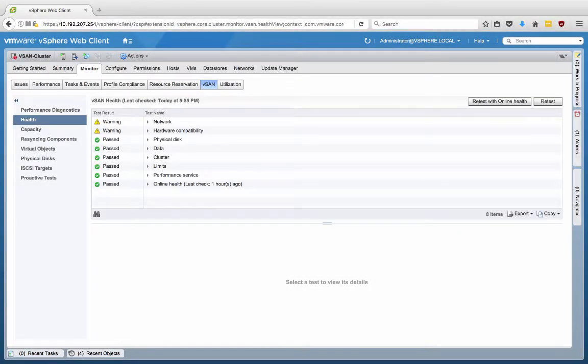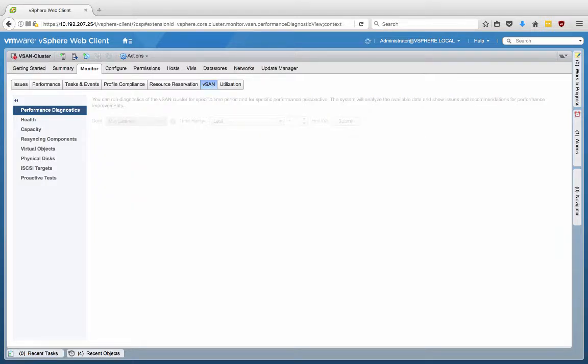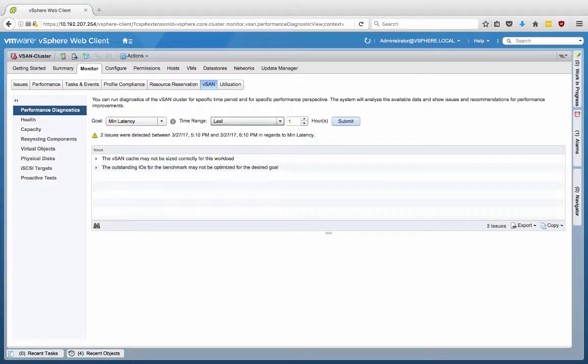Now, as we look at some of the new health features, we really want to call attention to the Performance Diagnostics Service. This lets us actually look at what's going on with our cluster, and we can look at specific performance targets like latency, throughput, or IOPS, as well as a general evaluation. In this case, I want to look at latency for the past hour and what we could do to improve that outcome. We're running some aggressive benchmarks and burn-ins, and we saw some latency spike in the virtual machines.